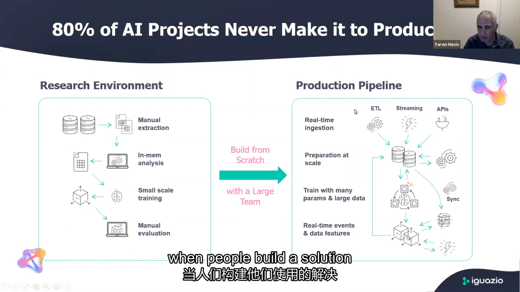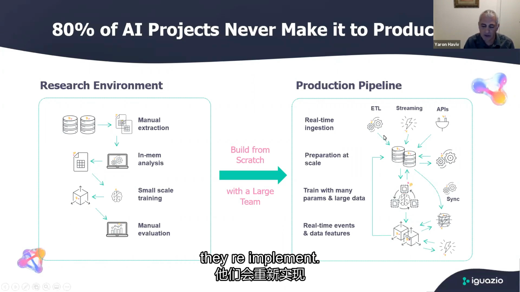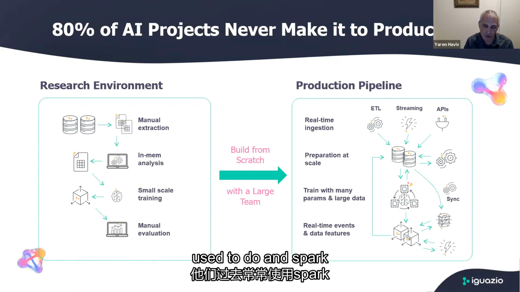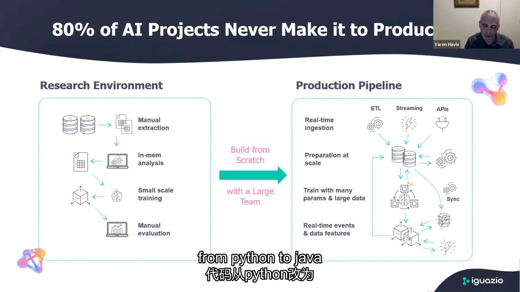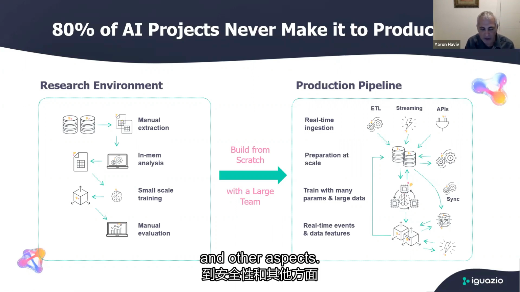So usually when people build those solutions, they re-implement. In some cases, they use Hadoop and Spark and streaming technologies. In some cases, they leverage Kubernetes. Sometimes they change the code from Python to Java or rewrite the code to make it more hardened, taking into consideration security and other aspects.